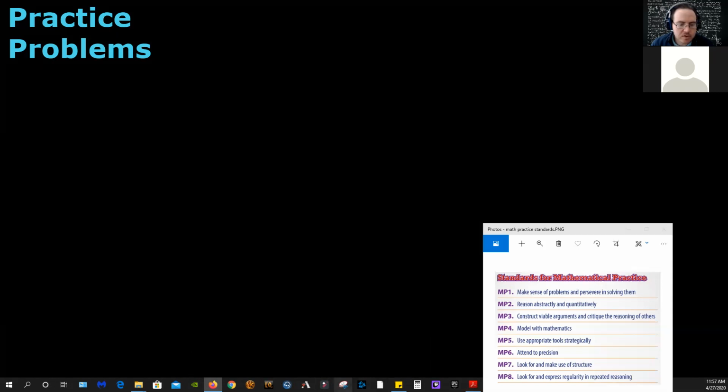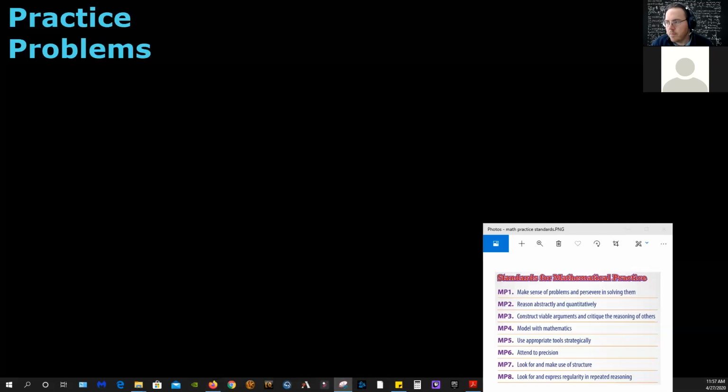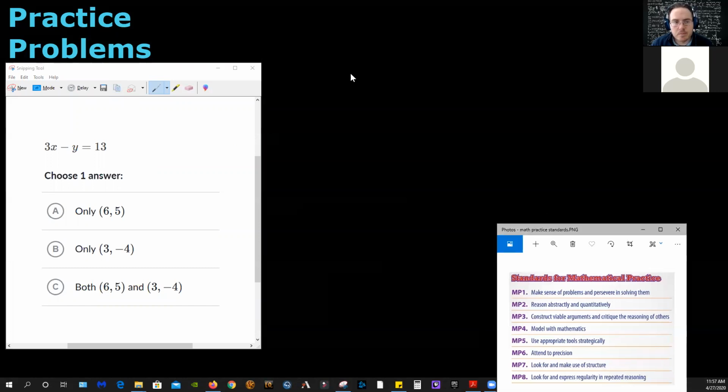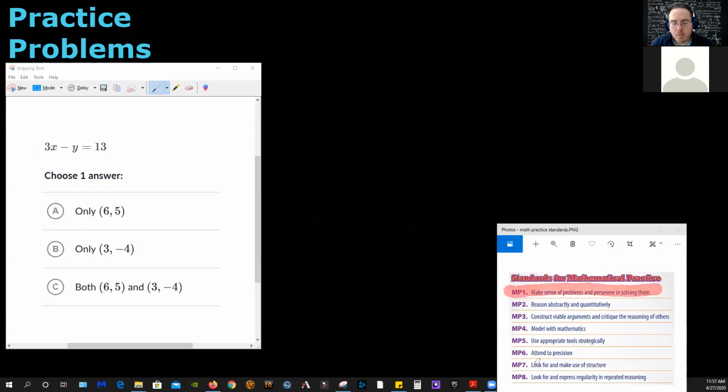So let me get this one on screen. This will be our last one of these. So it's either going to be one of these, the other of these, both of these, or none of these, like the last one. So we're going to make sense and persevere to solve the problem. We're going to be using our repeated reasoning skills because we've been doing a few of these. The substitution, you might be able to argue that's a tool. We're definitely constructing viable arguments to prove that our answers are correct. We're going to be very precise with our calculations.